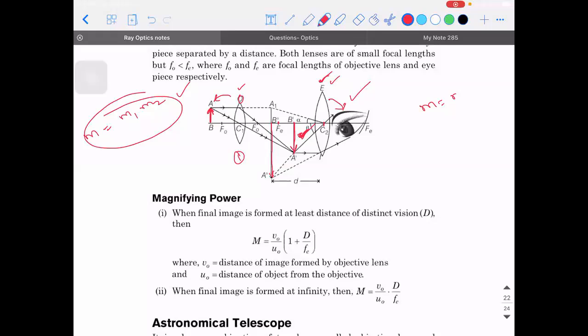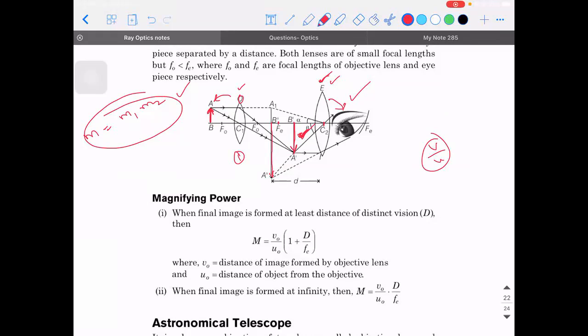When I call it the magnification of the lens, I'm using the formula V by U, comparing the size of the images. Yes, magnification depends only on the size of the image, that is the height of the image to the height of the object. And magnifying power doesn't depend on size. It depends on the angle subtended. The magnifying power is the definition.